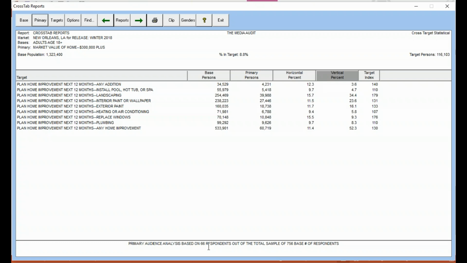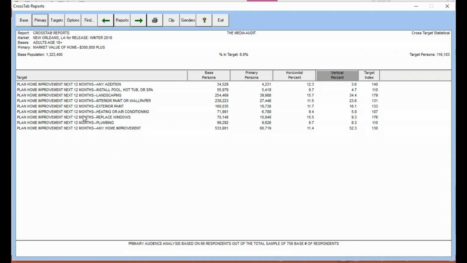So 25 is the limit. Don't go below 25, and the base sample should never go below 250. I am robust on both ends. I'm good. 25, 250, solid here.